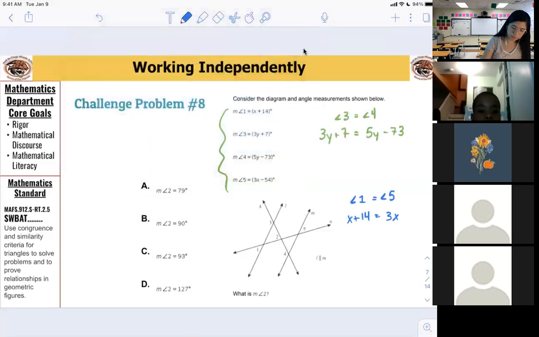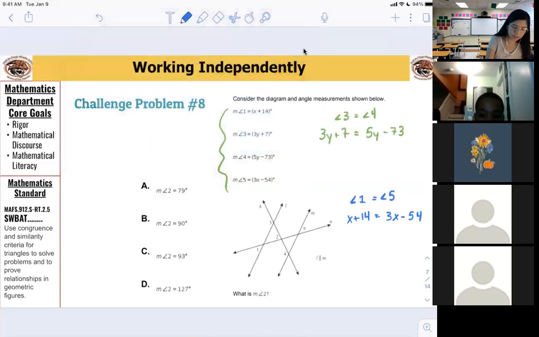Stop stealing my answer. Miss, I literally thought you were trying to tell us to do the measure of angle 3 is equal to the measure of angle 4, is equal to the measure of angle 1. Yeah, we were not doing that. We're just setting up these equations. All right, now let's solve.